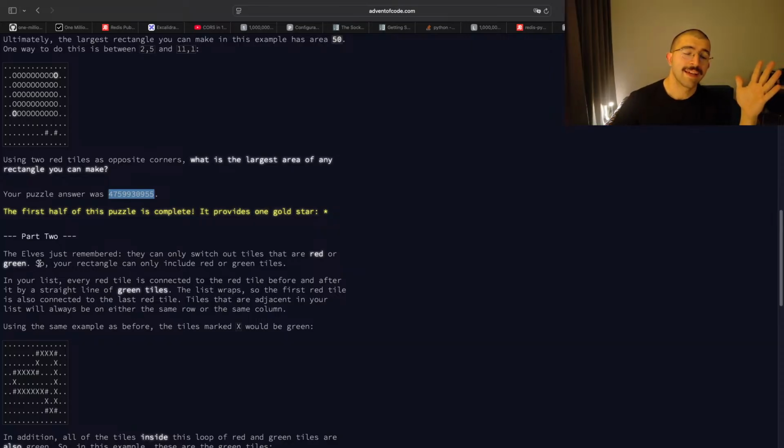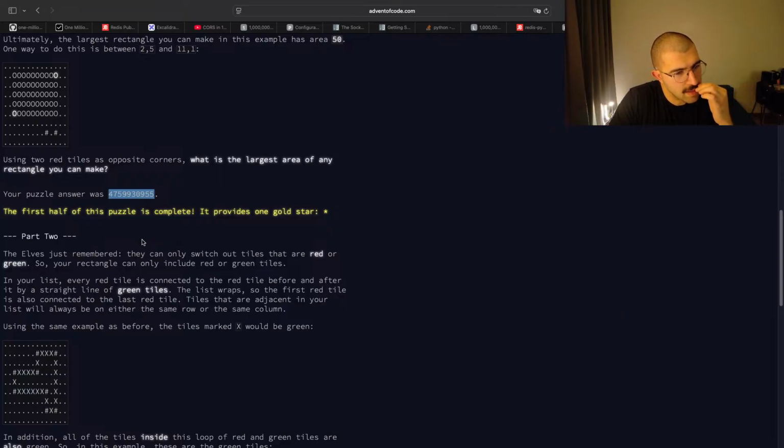The elves just remembered they can only switch out tiles that are red or green. So your rectangle can only include red or green tiles. In your list, every red tile is connected to the red tile before and after it by a straight line of green tiles.